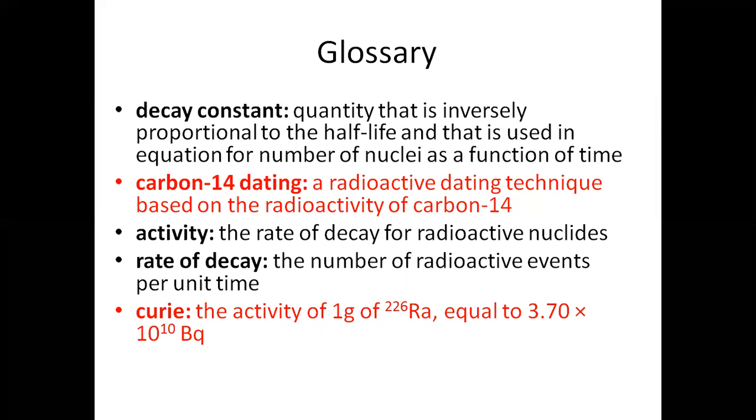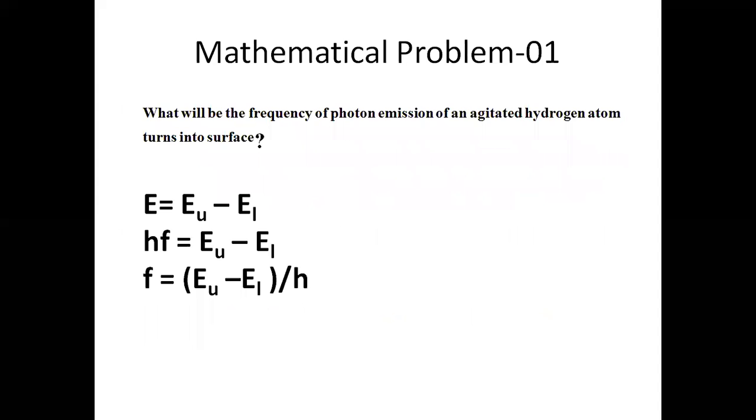And here, Curie is the activity of 1 gram of radium 226, equal to 3.70 into 10 to the power 10 becquerel. And here is our number one mathematical problem, and the question is, what will be the frequency of photon emission of an agitated hydrogen atom?